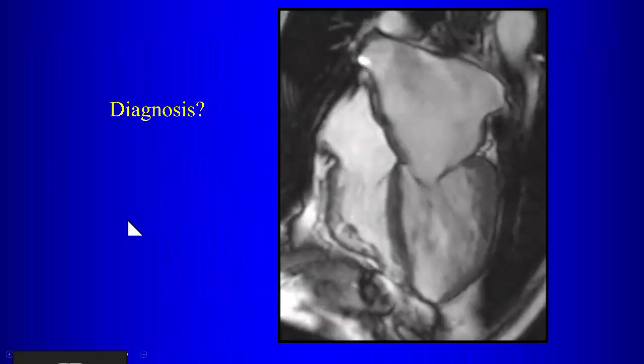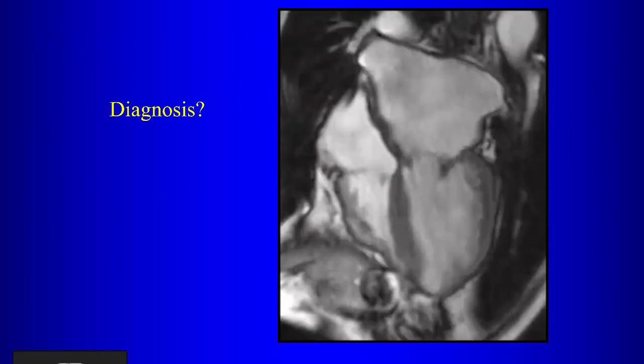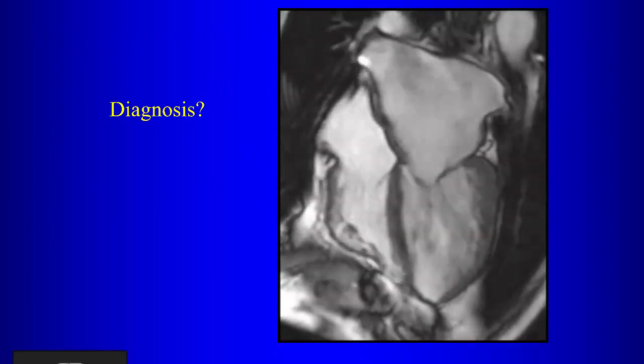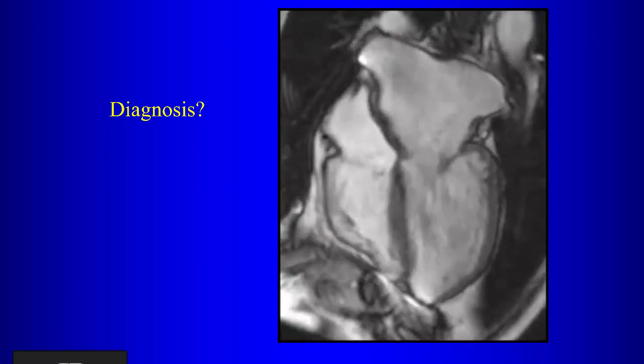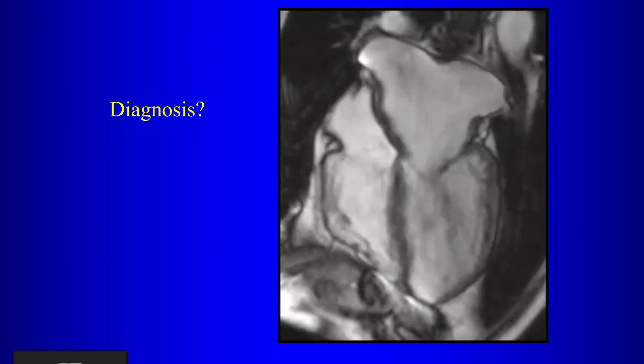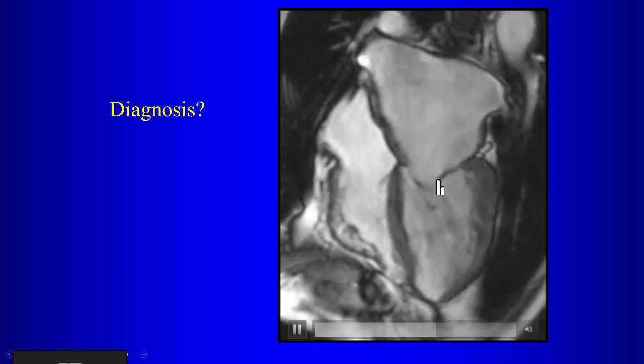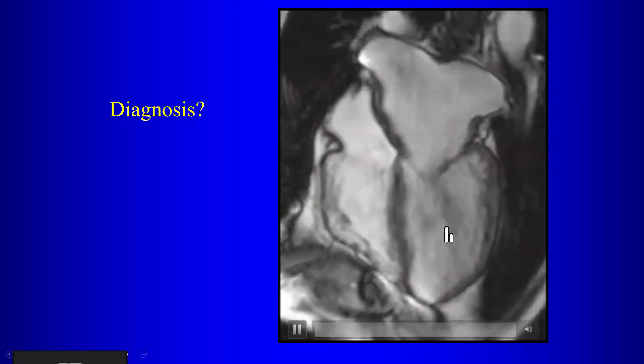What kind of view is this? It's a four-chamber view. What chamber's dilated? The left atrium. What's wrong? Mitral stenosis. Yes, you can see the mitral valve is not opening all the way. So there is some mitral stenosis.